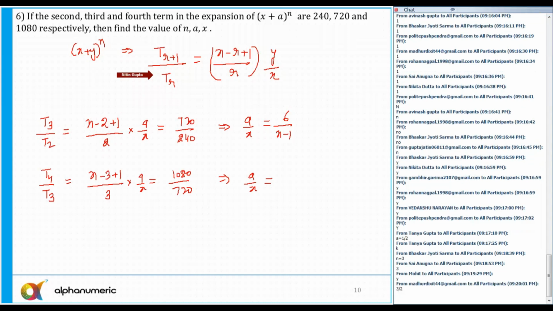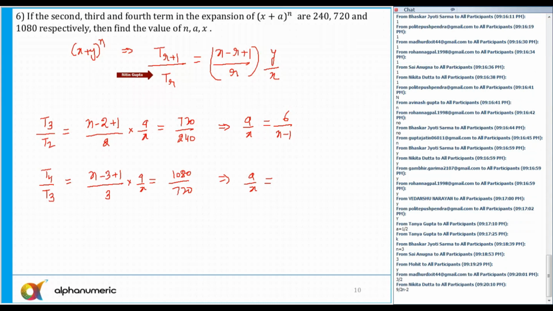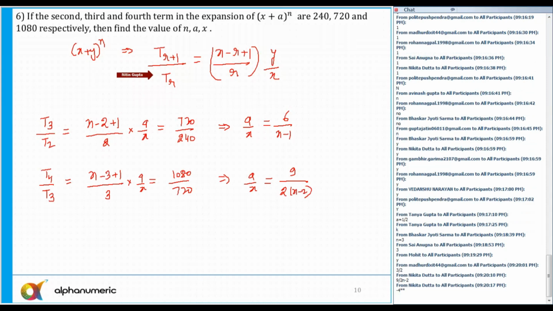In the denominator, that will be equal to 3 by 2, by cross multiplying. What will I get here? 3 by 2. 3 3s are 9. So 9 upon 2 into n minus 2. Yes or no? And now you can equate these two equations.